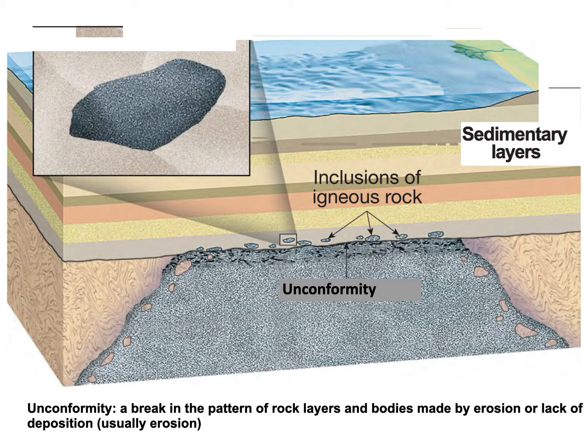An unconformity is basically a break in the pattern of rock layers or rock bodies that aren't necessarily layers, like this igneous intrusion, made by erosion. It could also be lack of deposition, but in this case we know that it's erosion because it's planed off that surface of the pluton that sort of was domed upwards, and now it has a flat top.